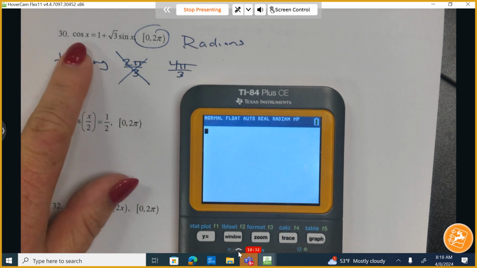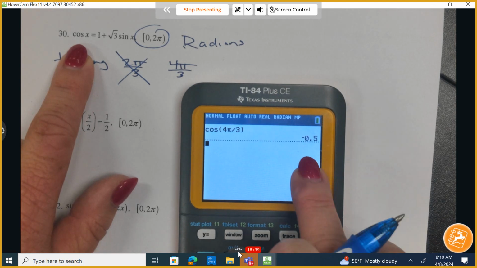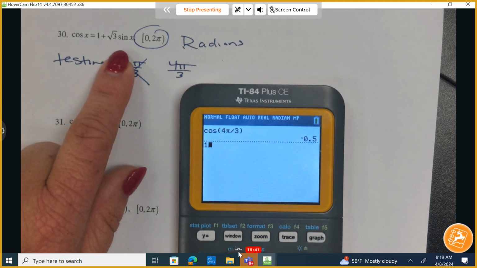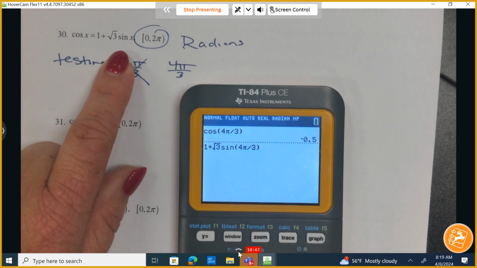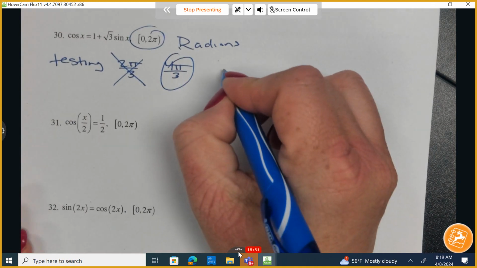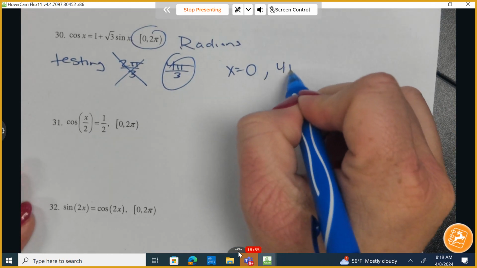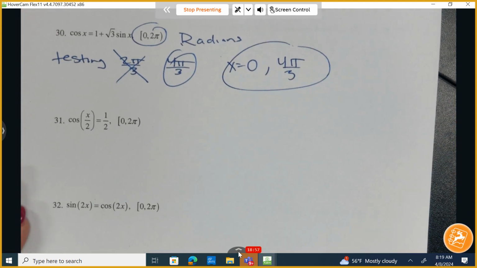I'm now going to try 4 pi over 3. So I have the cosine of 4 pi divided by 3. This is the left-hand side. Now I'm checking the right-hand side. 1 plus the square root of 3 times the sine of 4 pi divided by 3. And the left side does equal the right side. So what are my actual answers for number 30? It'd be 0 or 0 pi, if that's how you want to write it, and 4 pi over 3.